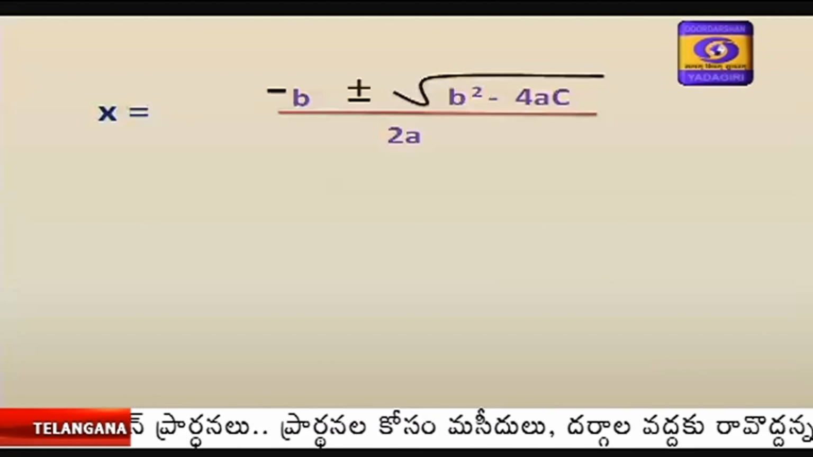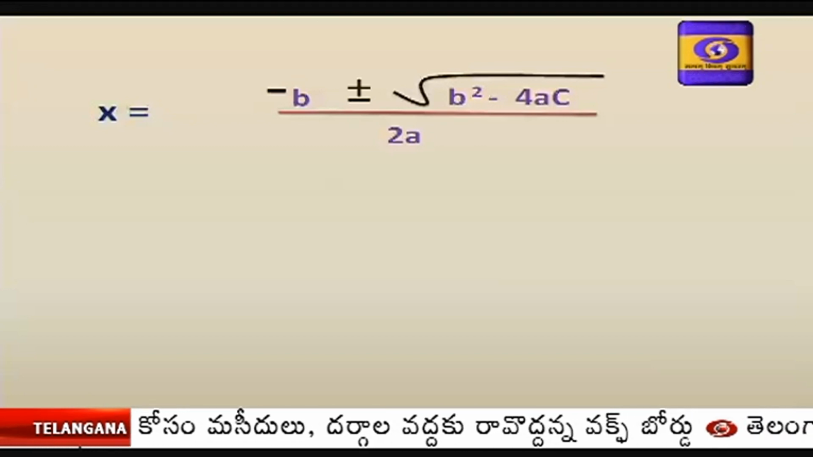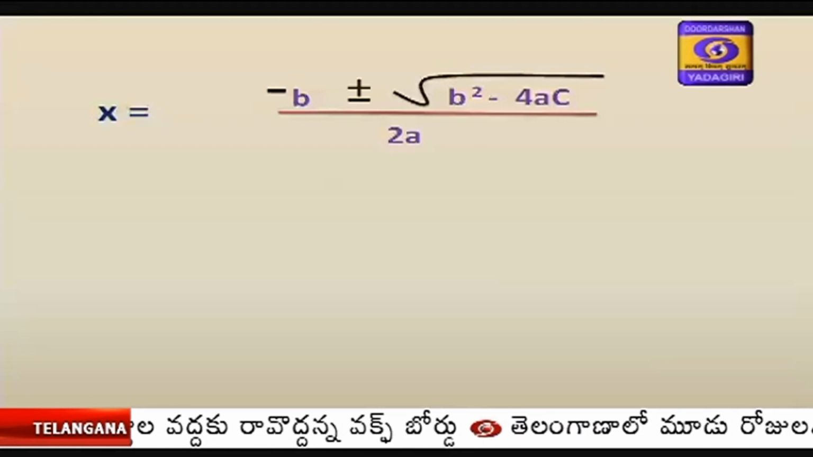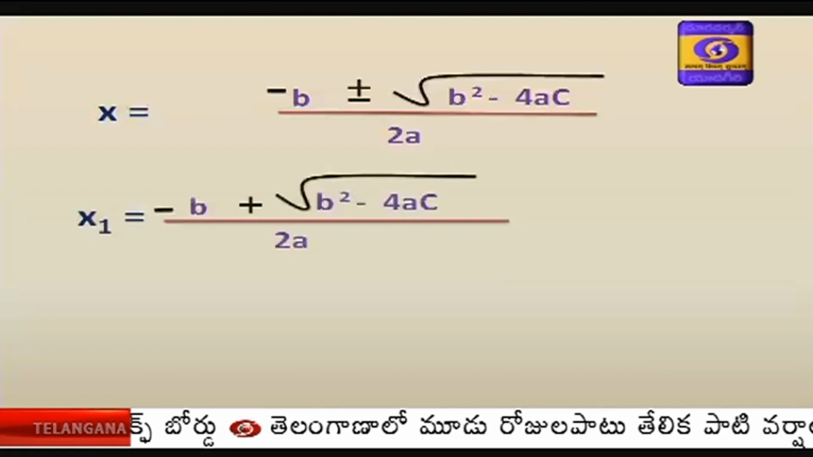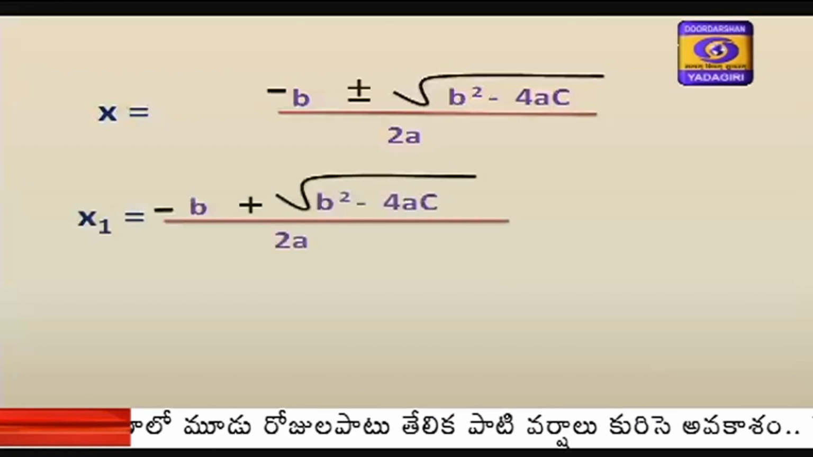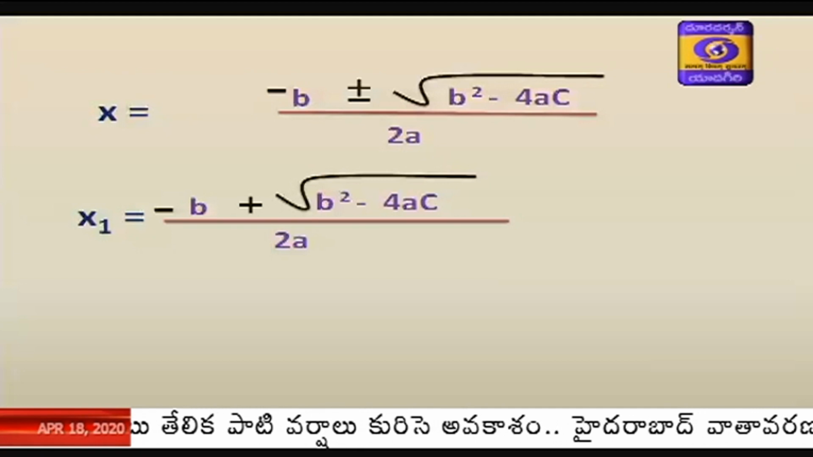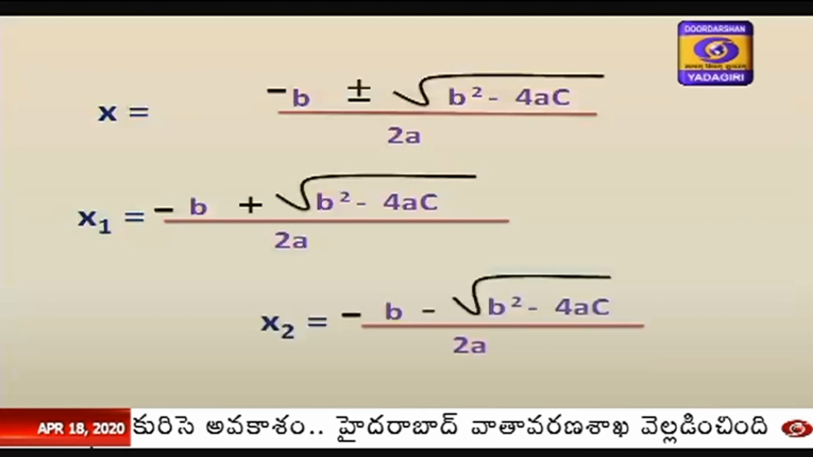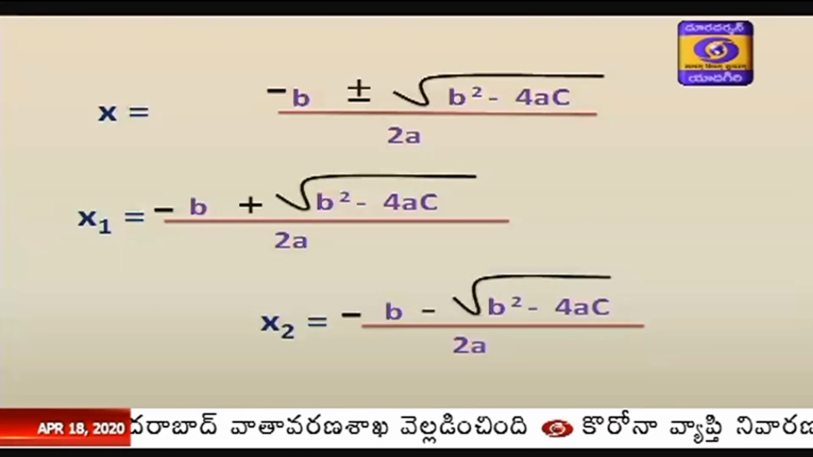We can rewrite this equation as x1 = (-b + √(b² - 4ac)) / 2a, and x2 = (-b - √(b² - 4ac)) / 2a.